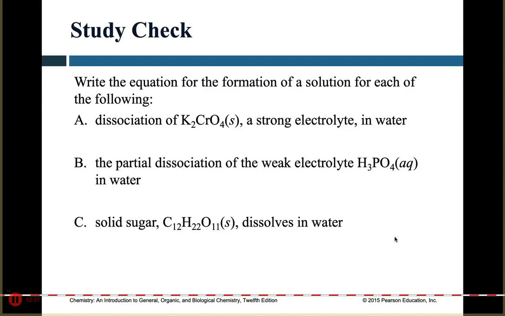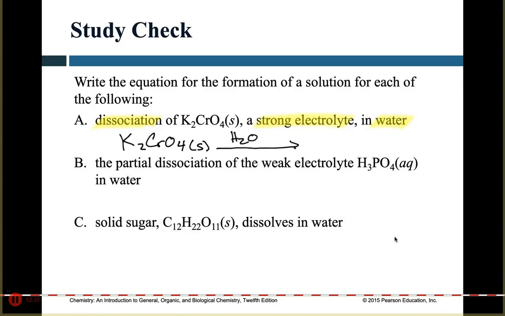Now it's asking us to write the equation for the formation of a solution for each of the following. So we're going to pick up on key words. We're seeing dissociation and strong electrolyte right off the bat. So we have a strong electrolyte, K2CrO4, potassium chromate, dissolving in water. We always write with what we're starting with. So there's my potassium chromate, solid. It's dissociating into water.